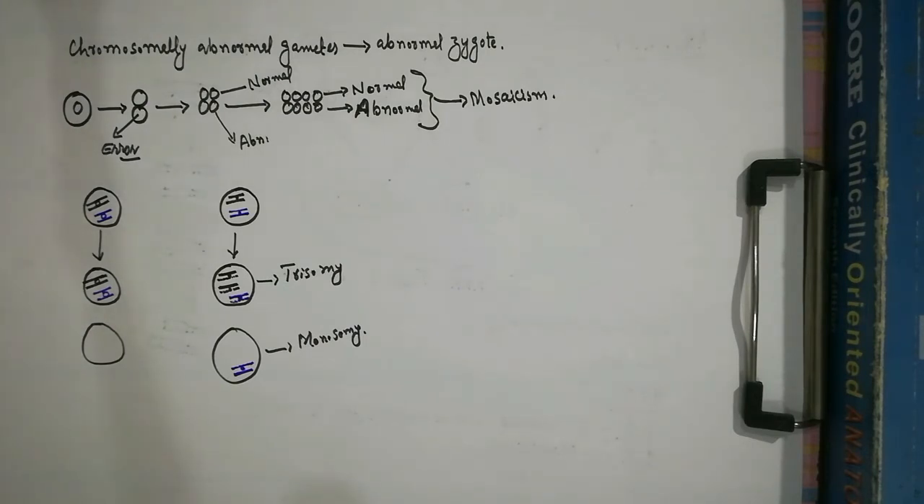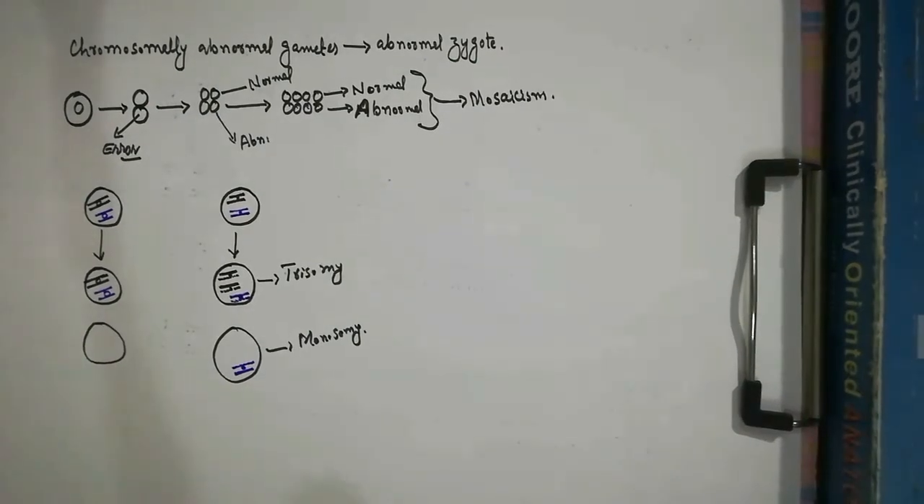Now the question is: in which group is the severity of disease more? Pause the video and think of your own answer. Severity of disease in group A will be more, because in meiotic non-disjunction, all cells of the body are abnormal. In group B patients, some cells of the body are normal and some are abnormal. So the disease is less severe in these patients as compared to group A patients.